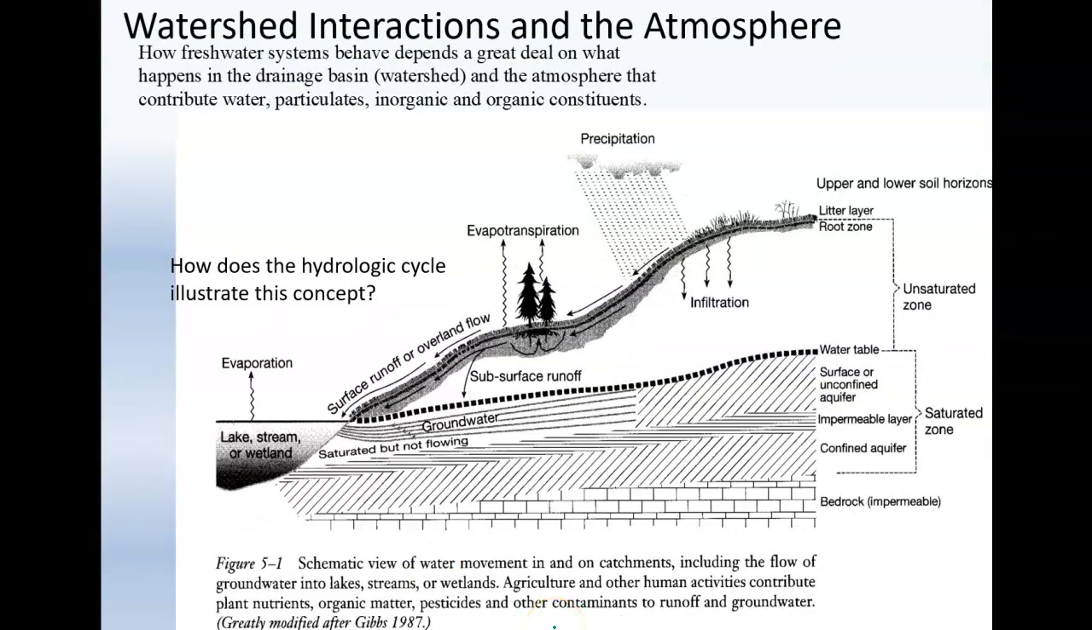So when we look at water, we have to think about how does it get to the lake or stream or pond that we're studying. So you need to understand a little bit about watershed interactions in the atmosphere. Water will be coming into the pond or lake or stream through a series of processes and moving through different zones that you need to be familiar with.